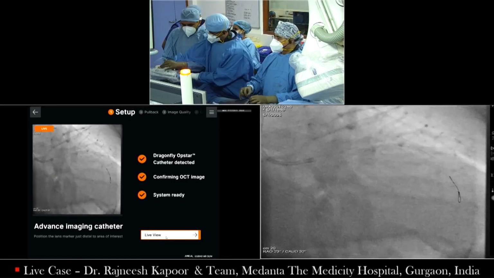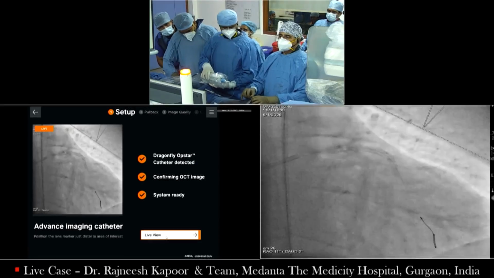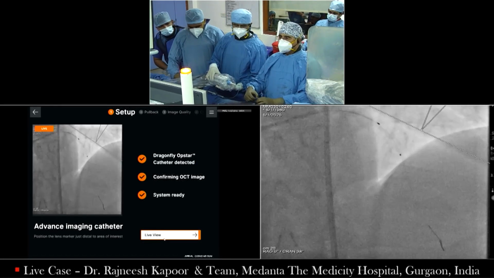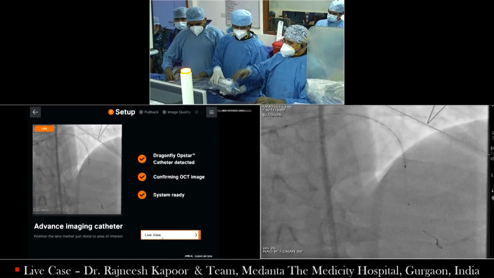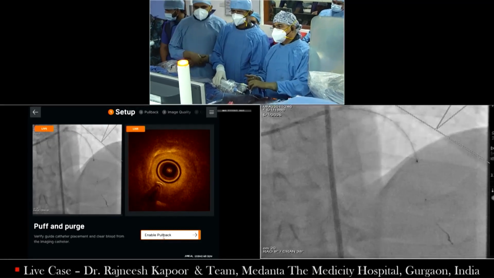Okay, go AP cranial, please. AP cranial. This is now the OCT. Look, the passage is very smooth, and this has crossed the tightest point. But we have 30 more minutes for the session.